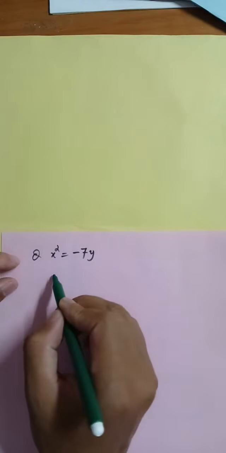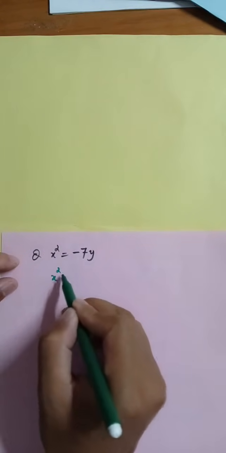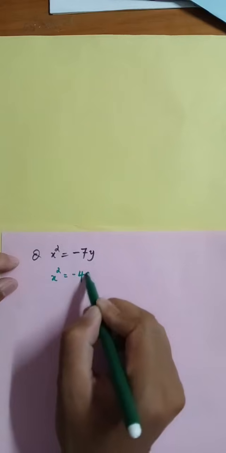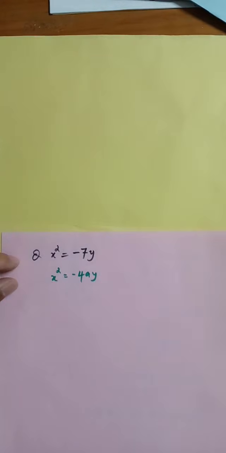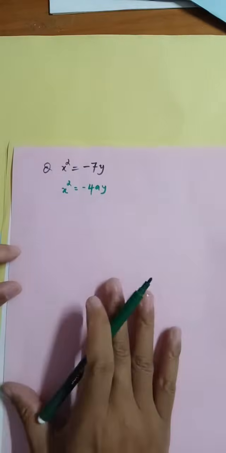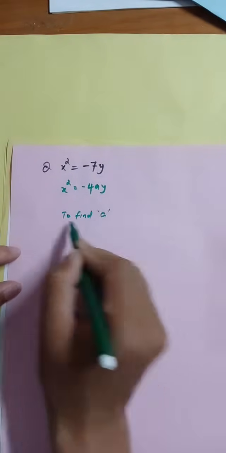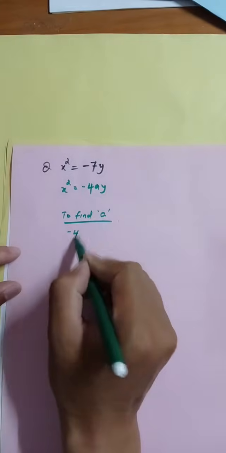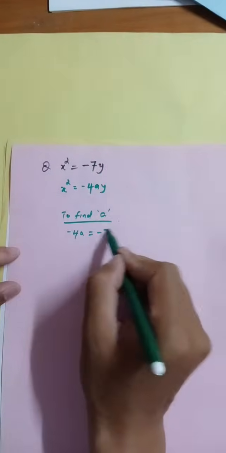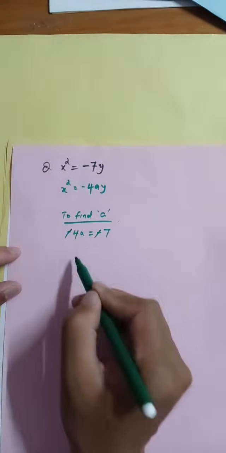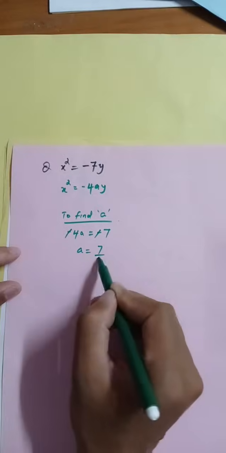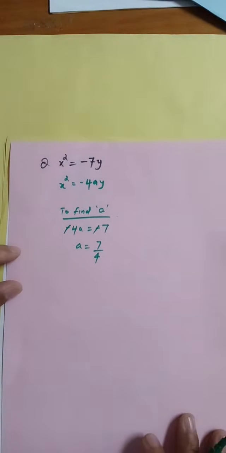Compare this with your standard equation x square equal to negative 4ay, and then you need to find a. To find the value of a, compare negative 4a with negative 7, and so negative will get cancelled. A is 7 over 4.